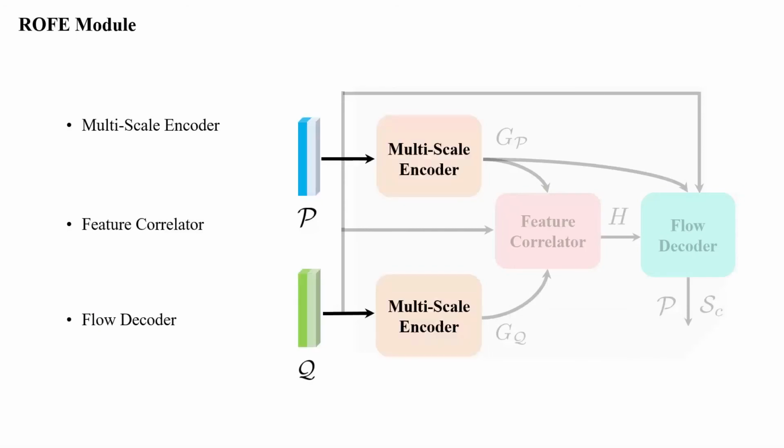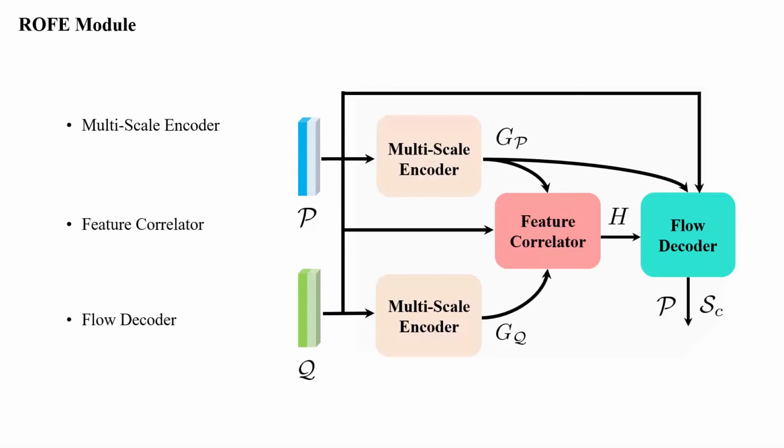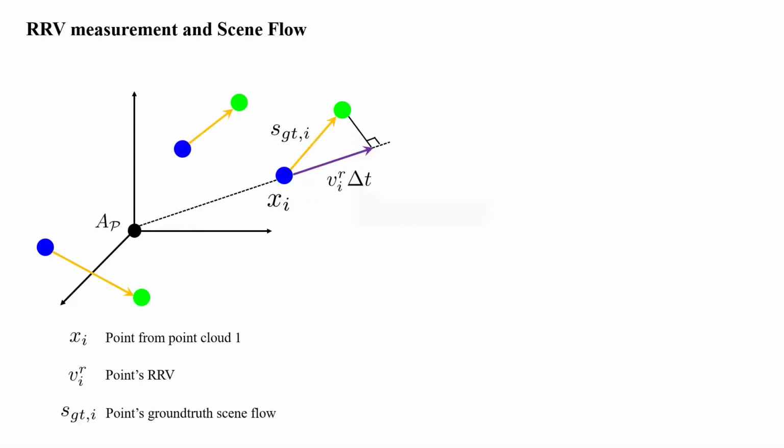We use a multi-scale encoder to group local and global features for each point cloud. Then the feature correlator aggregates costs between two frames. We concatenate features from different phases and form a flow embedding, which is fed into the flow decoder to derive a coarse scene flow. One important property of 4D radars is the radial relative velocity (RRV) measurements.